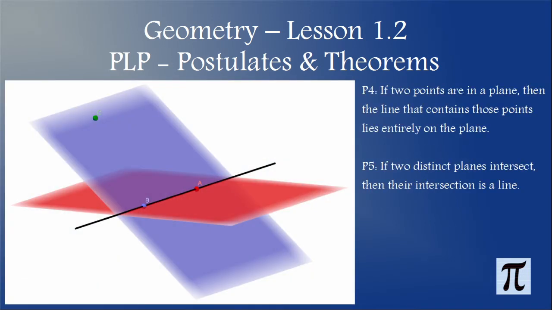Looking back at the same 3D image, 2 points are in a plane, A and B, they're in the red plane, then the line that contains those points lies entirely on the plane. So the line AB is in the same plane as those points. And if two distinct planes intersect, then their intersection is a line. So here, the blue plane and the red plane intersect, and where they intersect, it is a line, shown in black.